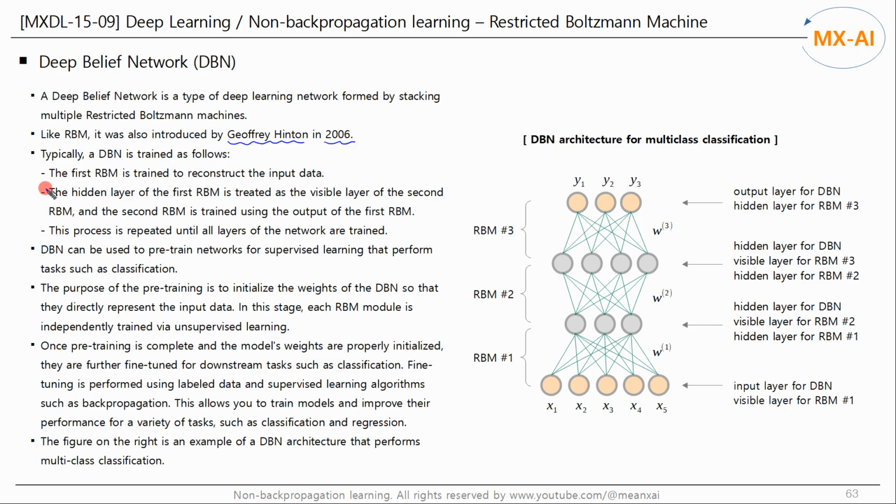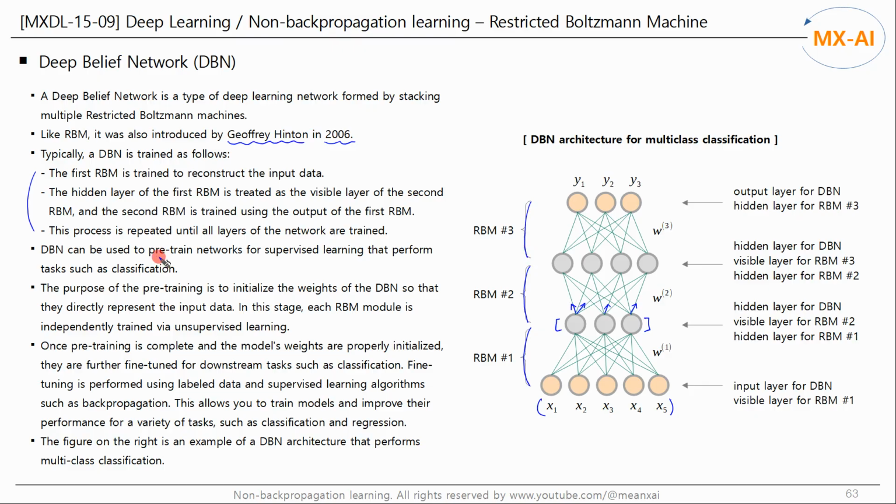Typically, a DBN is trained as follows. The first RBM is trained to reconstruct the input data. The hidden layer of the first RBM is treated as the visible layer of the second RBM. And the second RBM is trained using the output of the first RBM. This process is repeated until all layers of the network are trained.